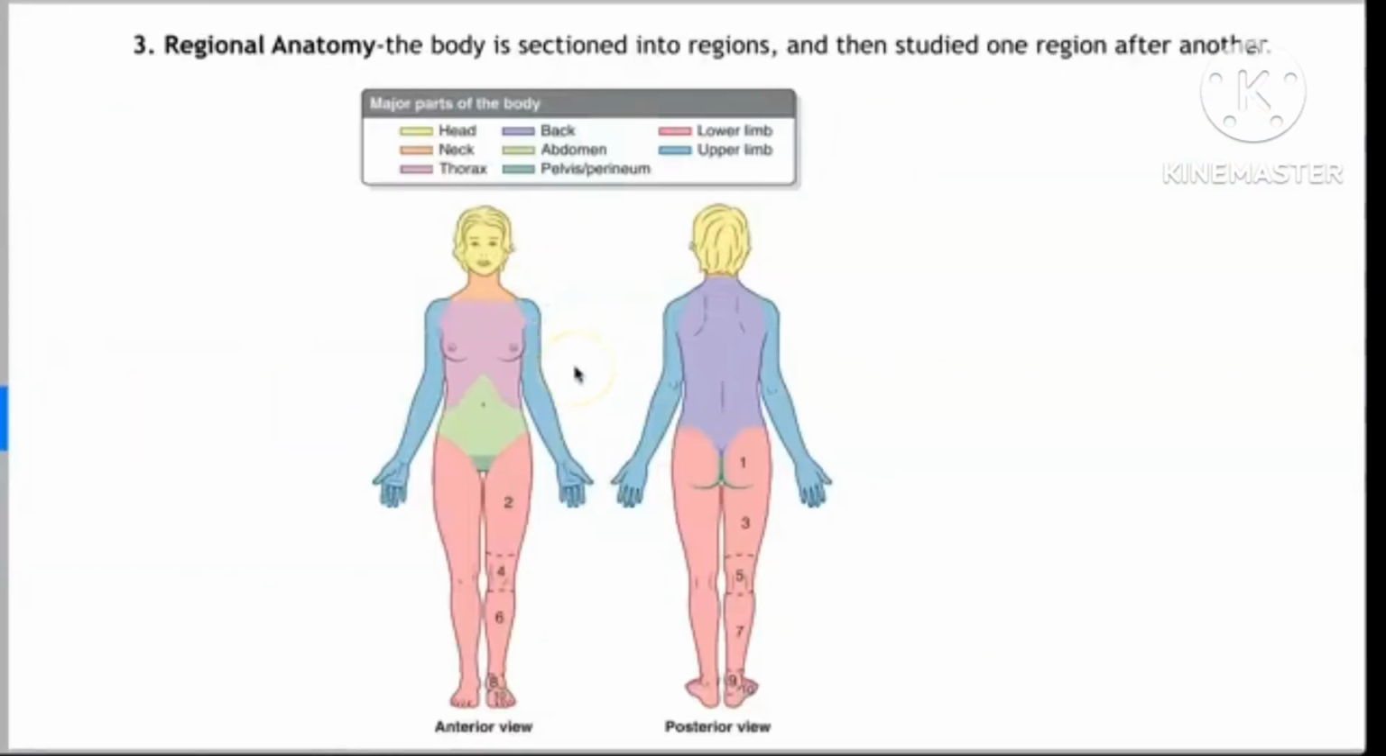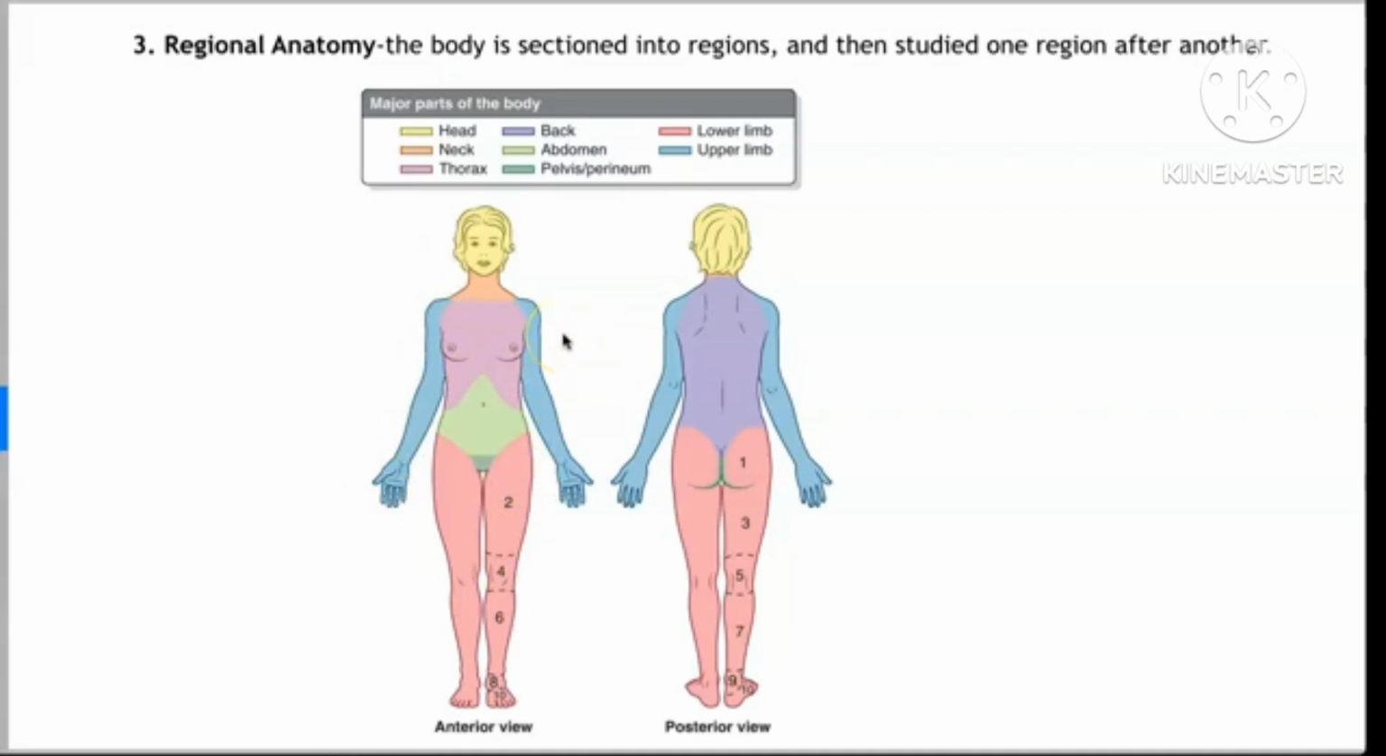Then there's regional anatomy. Now in regional anatomy, the body is sectioned into different regions. You can have the head region, neck region, the thoracic region, the abdominal region, the upper limb, the lower limbs. Those are all huge regions.